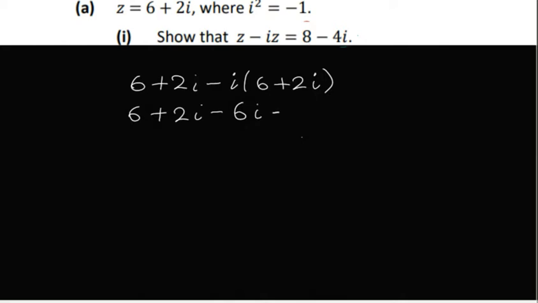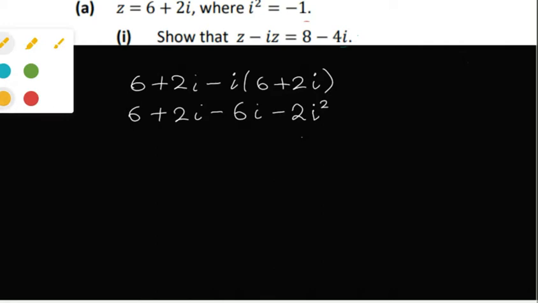So we have 6 plus 2i minus i by 6 plus 2i. Let's multiply out our brackets. So we'll have minus 6i minus 2i squared.